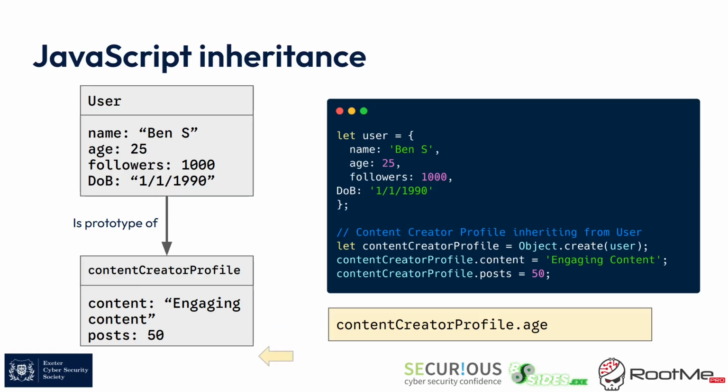So you can see here that if I'm looking for the age property in content creator profile, what JavaScript does is that it looks in content creator profile and it sees that the property doesn't exist there. So it goes up the prototype chain to find the property in user, and that's where it sees that, oh, the age property comes from the user prototype, and that's how it returns the value 25.